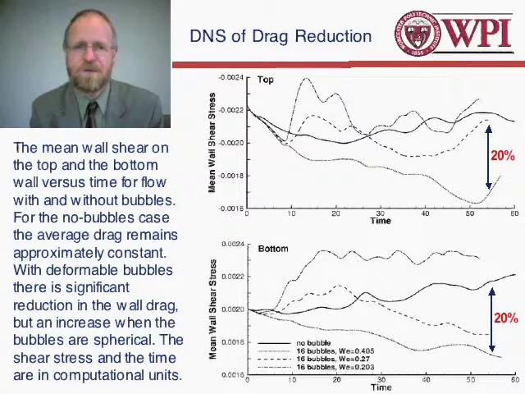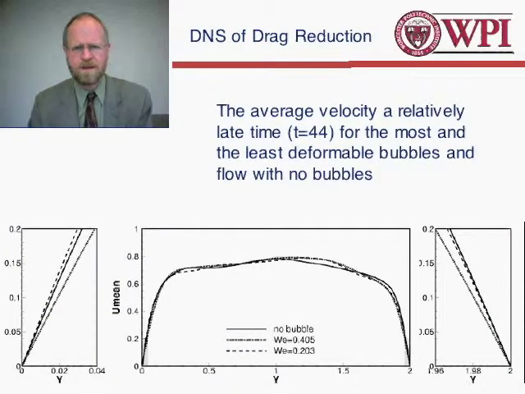The intermediate Weber numbers are somewhat in between. We see sometimes an increase in the drag and sometimes a decrease. In this slide, I have plotted the average velocity profile, averaged over planes parallel to the wall, for the no flow and for the flow with the most and least deformable bubbles.